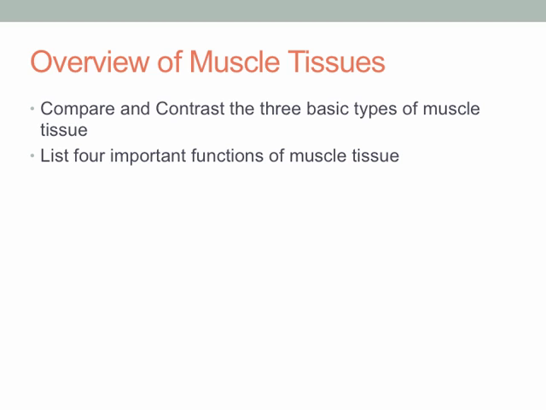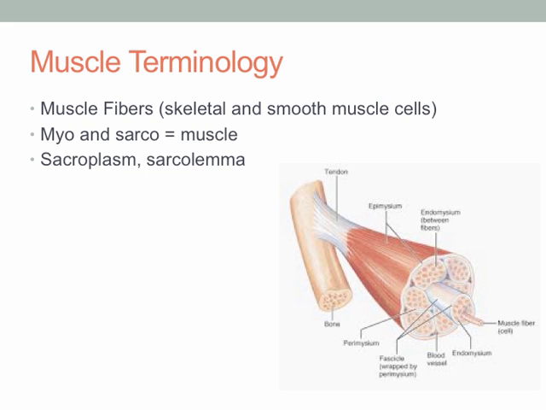So the first goals for this very first section of this presentation are for you guys to be able to compare and contrast the 3 basic types of muscle tissue. So what are they? Skeletal, cardiac, and smooth muscle tissue. And by the end of these next few slides, you should be able to list all the similarities between the 3 and then the differences between the 3. Also, you should be able to list 4 important functions of muscle tissue. There are more than 4, but there are 4 big ones. So we'll talk about some of those.